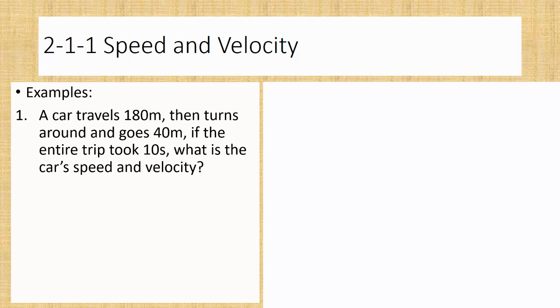Our first example problem is this. A car travels 180 meters, then turns around and goes 40 meters. If the entire trip took 10 seconds, what is the car's speed and velocity? Take a moment to calculate those now.